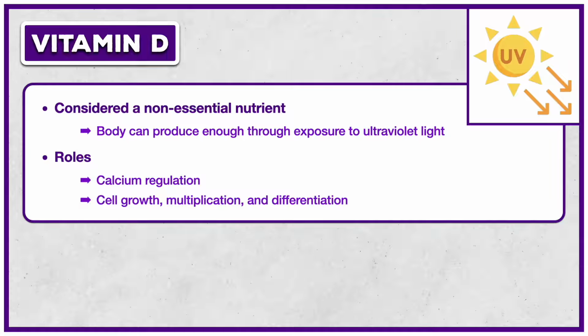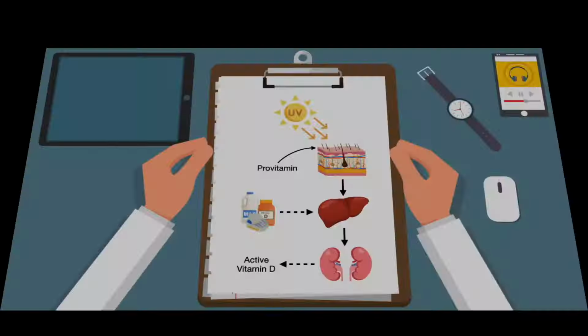Vitamin D plays a role in calcium regulation and cell growth, multiplication, and differentiation. Its role in calcium regulation inextricably ties it to bone health. Its influence over cells has connected it to numerous body systems, including the immune system, and has led to it being investigated for a role in the prevention of various ailments, including cardiovascular disease and cancer.